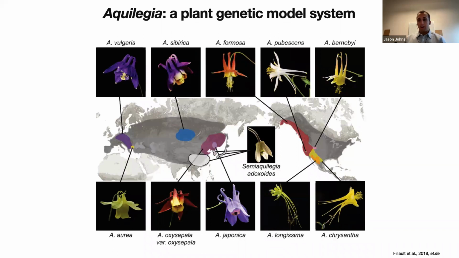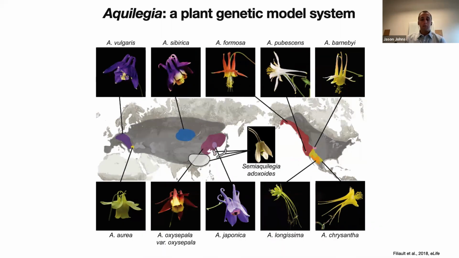So columbines are really well known, at least in the field of evolution, for their bread and butter trait, which is the nectar spur. And the nectar spur is a petal that has been modified into a tubular structure that at the base supplies a reward, a nectar reward for pollinators.